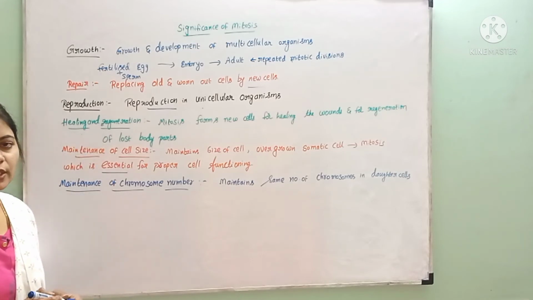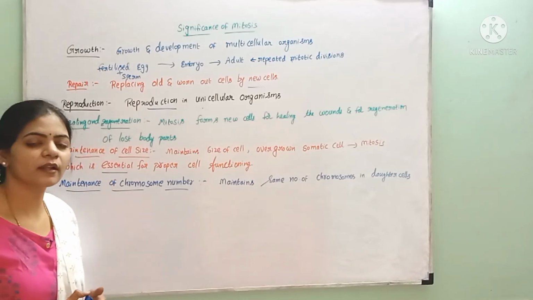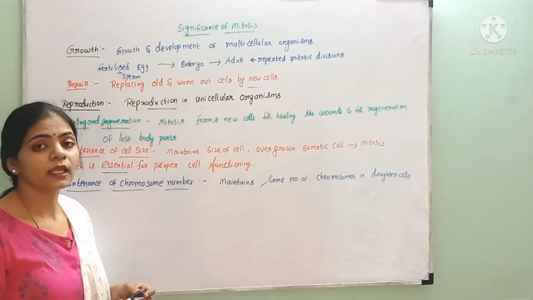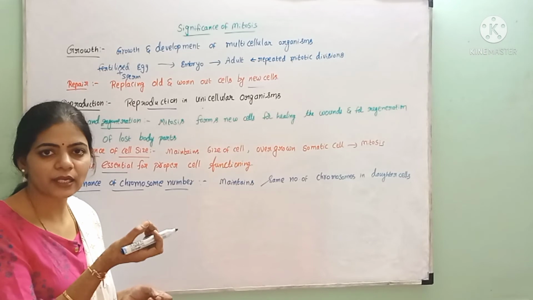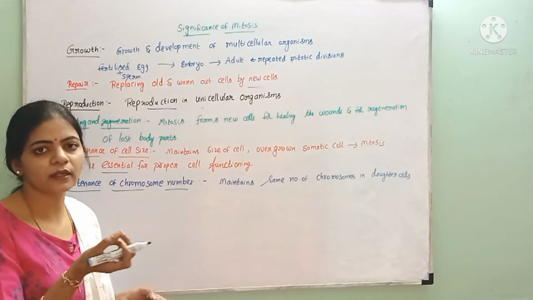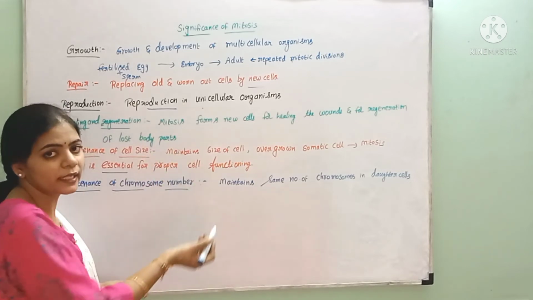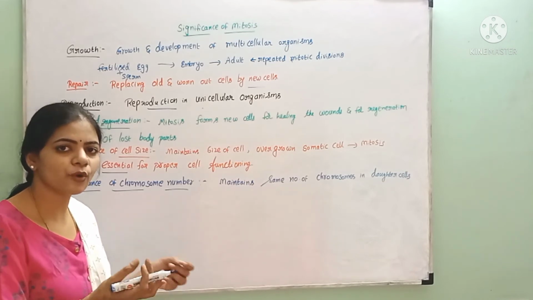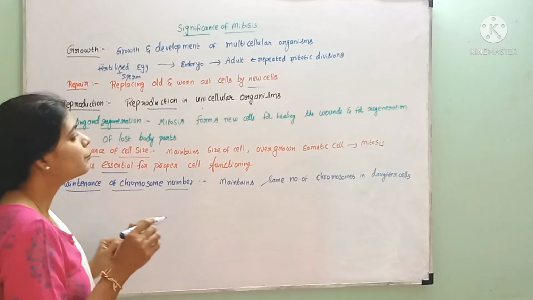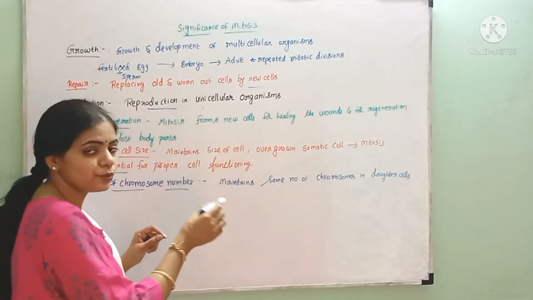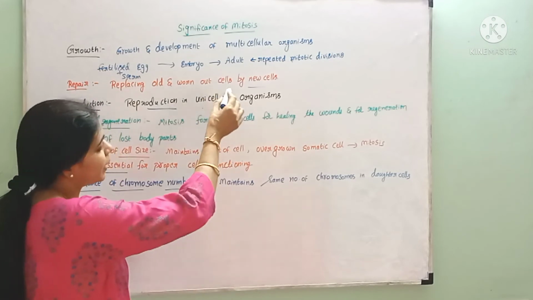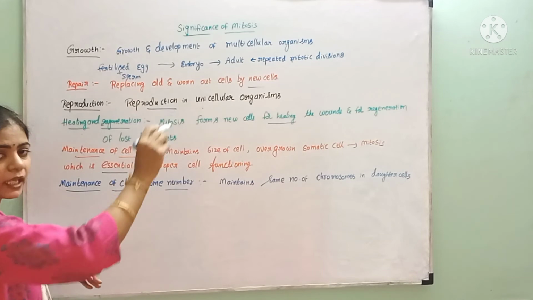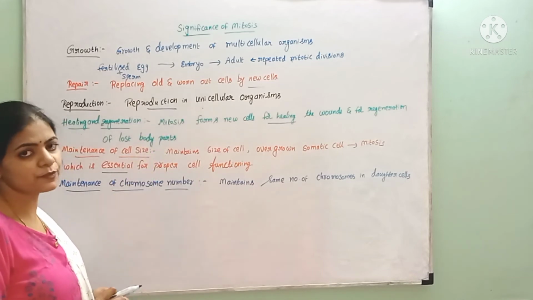Next, healing and regeneration. Every day in our life, we will get so many wounds and scratches on our body, right? In that condition, there may be a scratch or some damage on our skin. There may be a wound created on our skin. And after some days, we'll see that no wound can be seen. Because in that area, new cells are generated by the mitosis, and the healing process occurs. That healing of the wounds is done by the mitosis only.